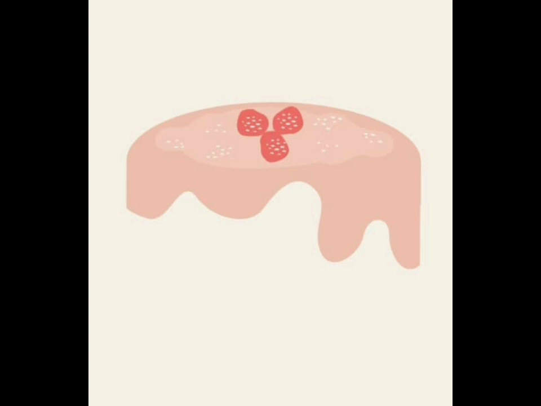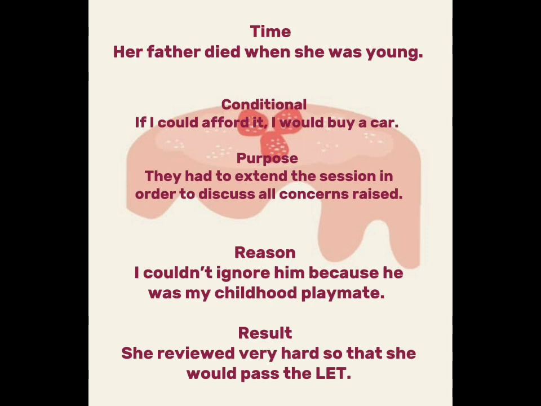Here are the examples. For the time: her father died when she was young. Conditional: if I could afford it, I would buy a car. For the purpose: they had to extend the session in order to discuss all concerns raised. For the reason: I couldn't ignore him because he was my childhood playmate. For the result: she reviewed very hard so that she would pass the LET.